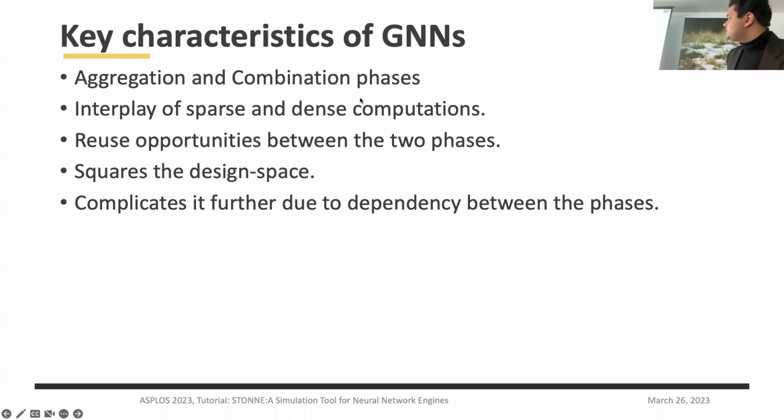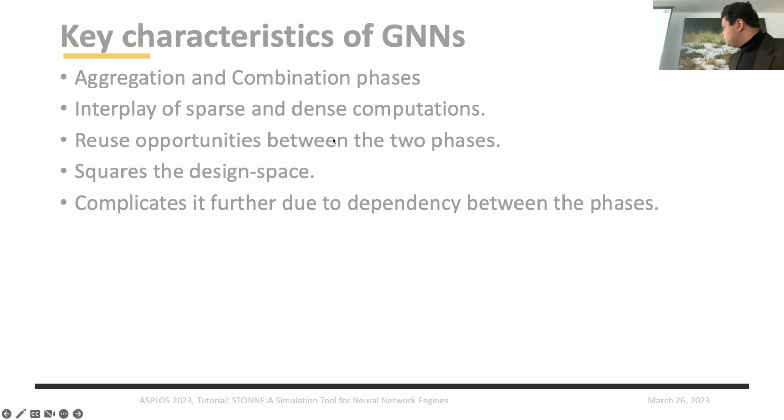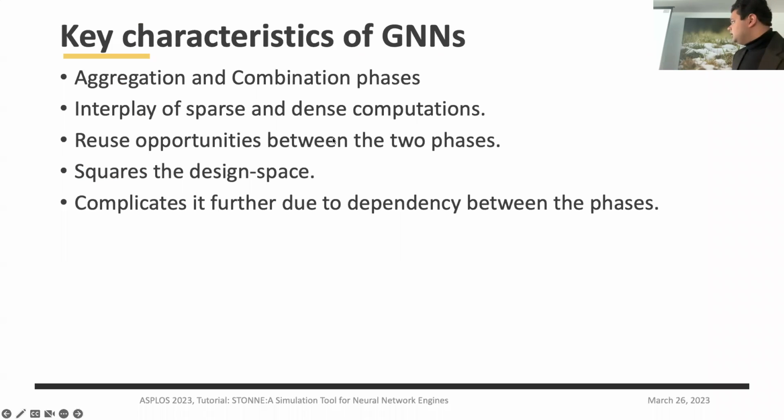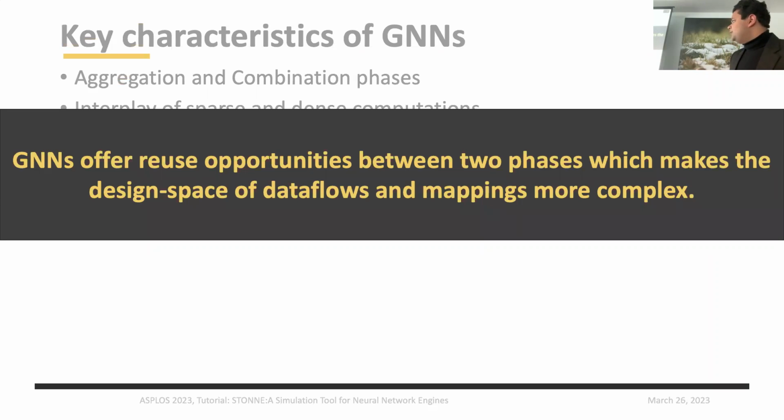So the design space now squares because now you have two matrix multiplications. Since there is a dependency between these phases, the design space further complicates. There are reuse opportunities between the two phases, but this makes the design space of data flows and mappings more complex.